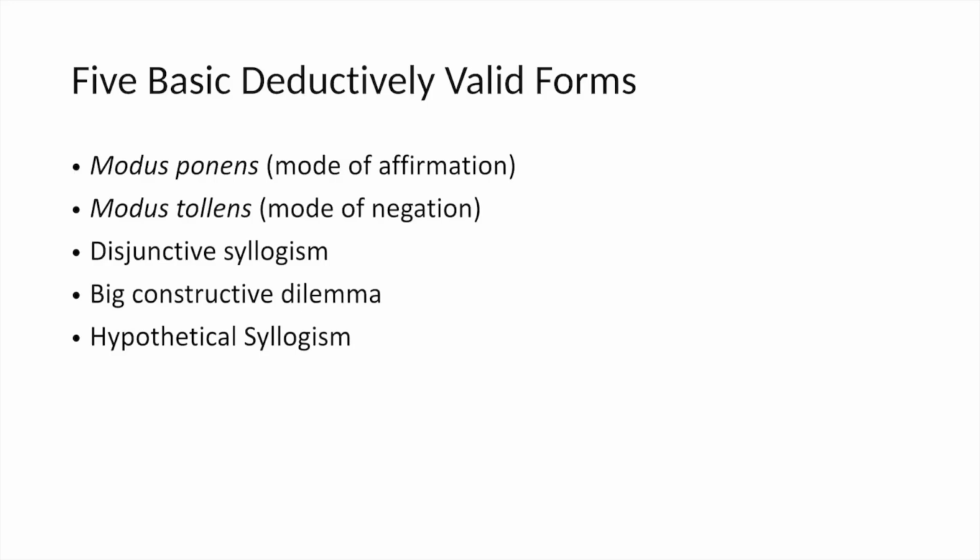So there are 5 deductively valid forms that you'll see me using mostly. Modus ponens, modus tollens, disjunctive syllogism, constructive dilemma, and hypothetical syllogism. So there's 5 of them. Modus ponens means mode of affirmation. Modus tollens means mode of negation. And again, these are all valid forms of deductive argument, or rules of inference, as they may be called in some texts.